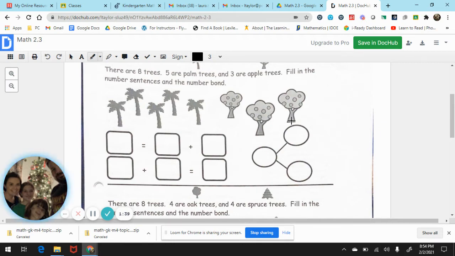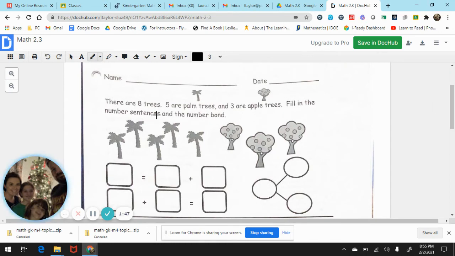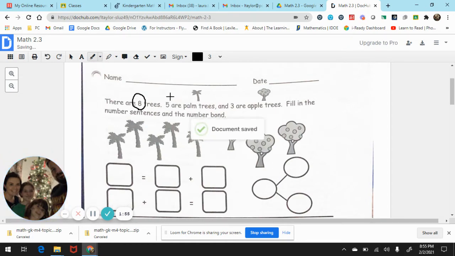Okay, so today let's start working on, this is an example of what your homework might look like. There are 8 trees. And friends, when I read these word problems, I like to circle the things that I know are numbers. So I know that's 8, and I know that's 5, and I know this is 3. So I know those are going to be parts in my number bond. All right, so let's read. There are 8 trees. 5 are palm trees, and 3 are apple trees. Fill in the number sentence and the number bond.